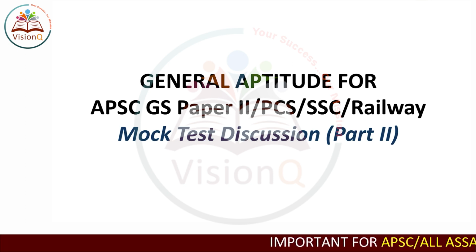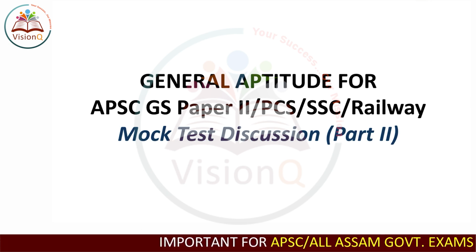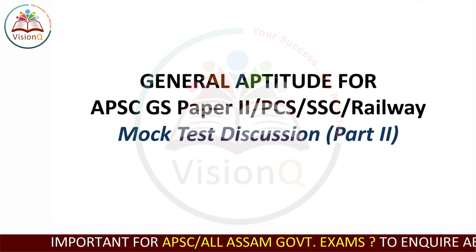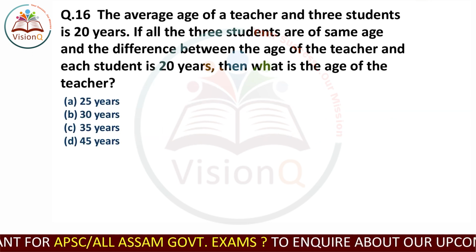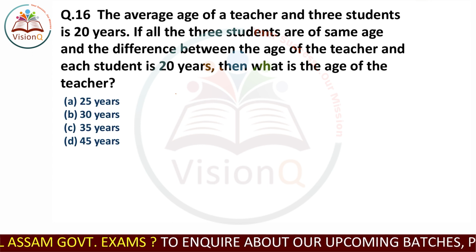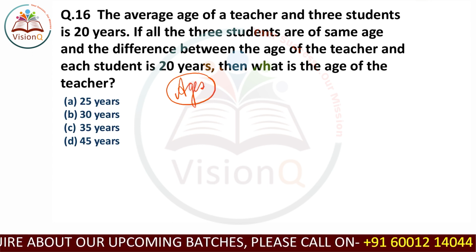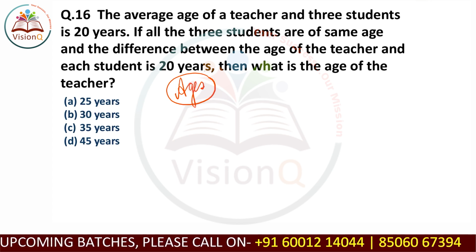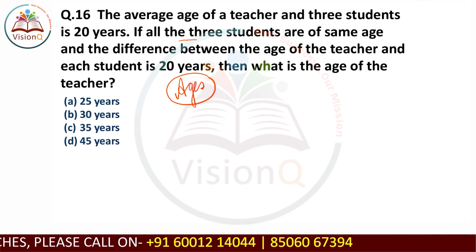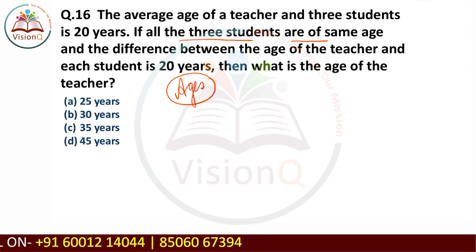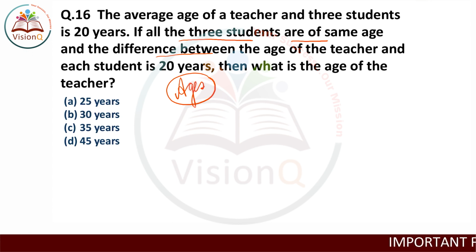So we'll see the first question of today's series, which will start from question number 16 till question number 30. The first question is on the topic of ages, a very important topic for all examinations. It says that the average age of a teacher and 3 students is 20 years. If all the 3 students are of the same age and the difference between the age of the teacher and a student is 20 years, then what is the age of the teacher?